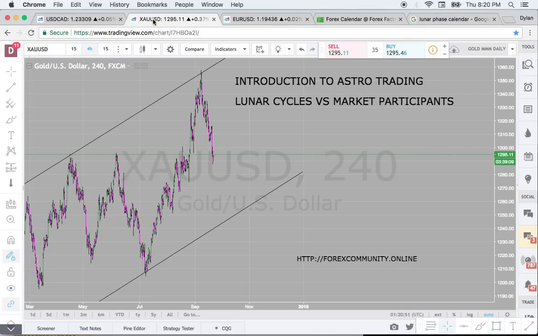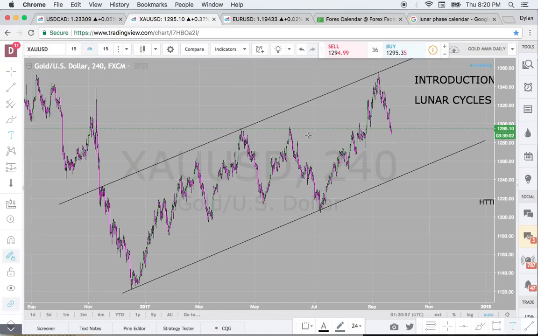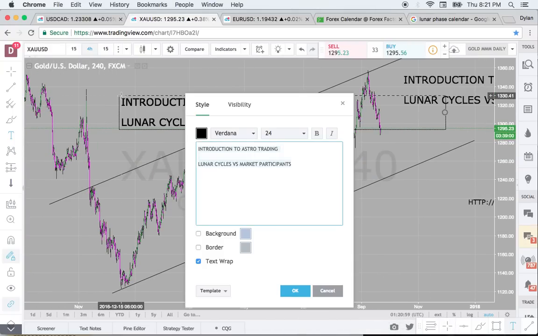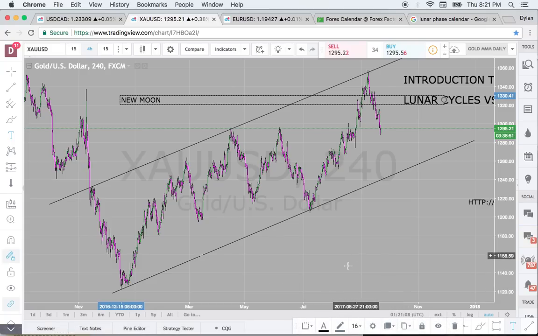What I'm going to be doing is charting out the new moon and the full moon cycles in correlation with their dates on the chart. And I'm going to be doing this in front of you guys so you can see.